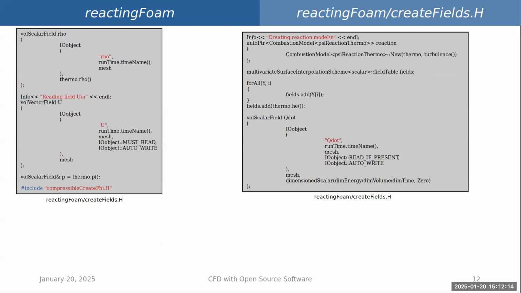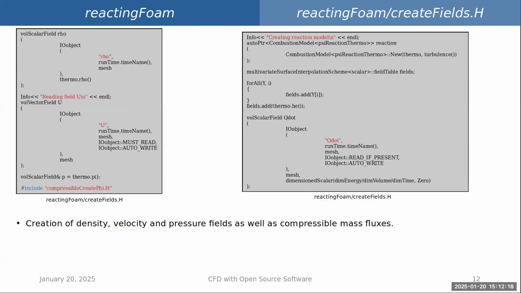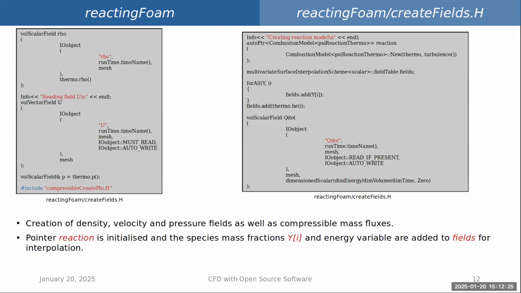Following that, fields such as density, velocity, pressure, and compressible mass flux are created. Additionally, the pointer reaction is initialized, which provides access to the chemical source terms. The species mass fractions Yi and the energy variable are added to the fields table for interpolation during the simulation. And finally, we have the Qdot field, which is the heat release rate, created to calculate the energy release by the chemical reaction of combustion.